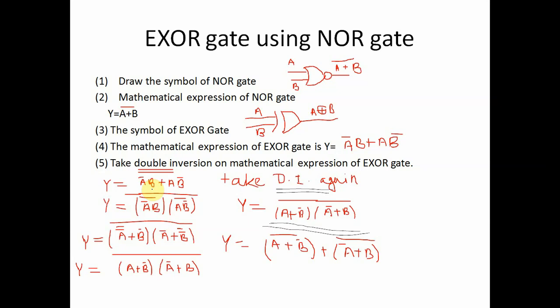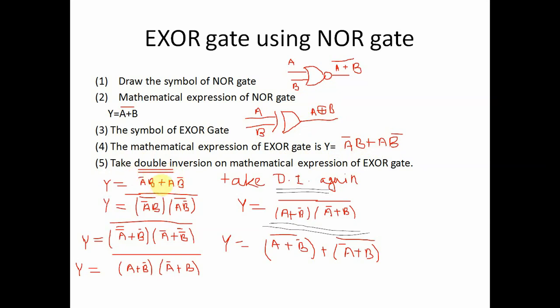Third one is the symbol of XOR gate. This one is the symbol of XOR gate, inputs A and B, output A XOR B. The mathematical expression of XOR gate is A bar B plus A B bar. Now taking the double inversion of this mathematical expression, we write it as (A bar B plus A B bar) double bar.